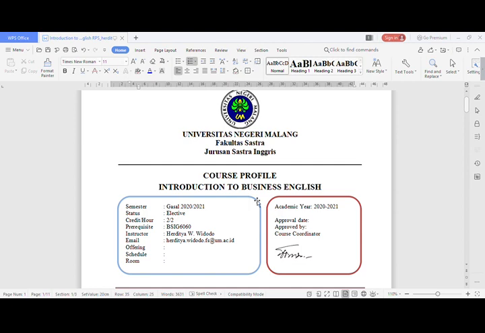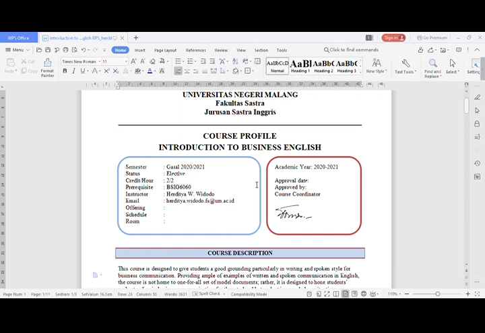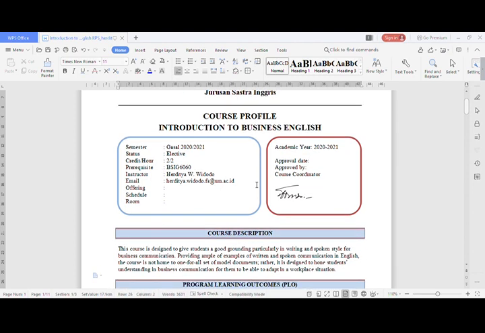At this point, I would think that you already have received this file and perhaps read it. Maybe not all of it, but at least you try to read it. I hope so, at least. We're going to talk about the course profile for the Introduction to Business English, which is done on the semester in September 2020, 2021. That's the name of the semester. So let's go to the description.